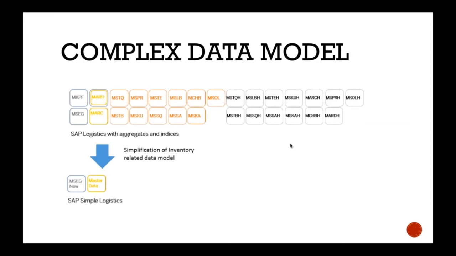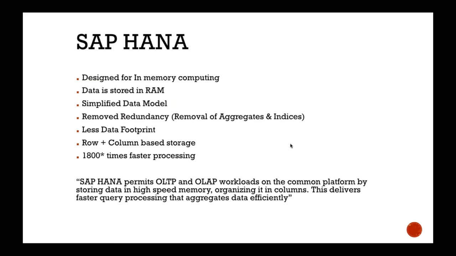SAP HANA, we understood, is in-memory computing. It stores the data in the RAM, simplified data model, removed redundancy, less data footprint. It stores the data in row as well as column. And finally, 1800 times faster processing. So let's go to the next one.